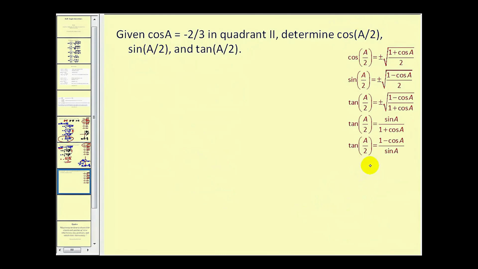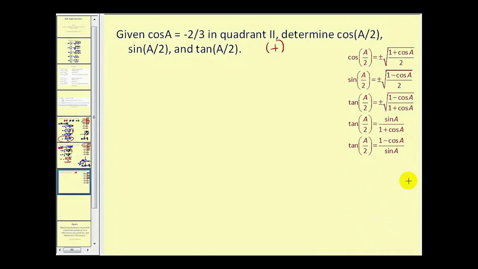First thing I want to make a note of is angle A is in the second quadrant, which means it's between 90 degrees and 180 degrees. So A over 2 will be between 45 degrees and 90 degrees, which means it's in quadrant 1. What that tells us is all of these function values will be positive. So let's just make a note of that here. All function values will be positive.